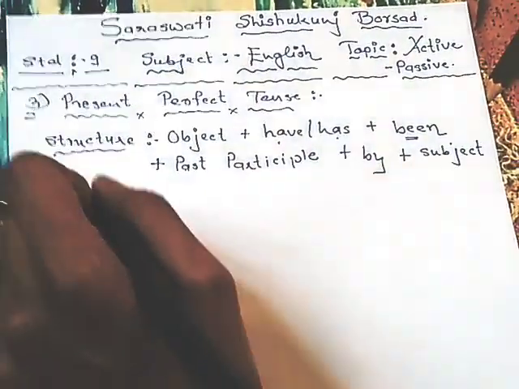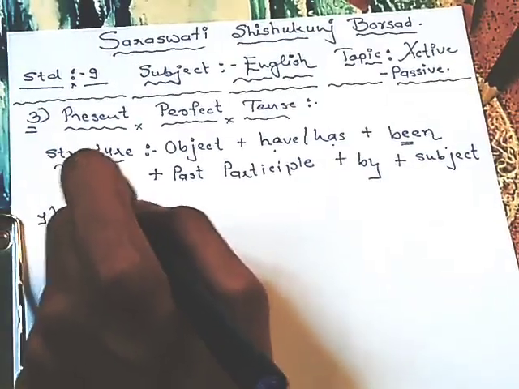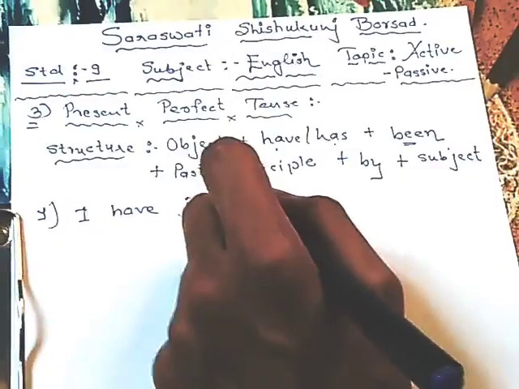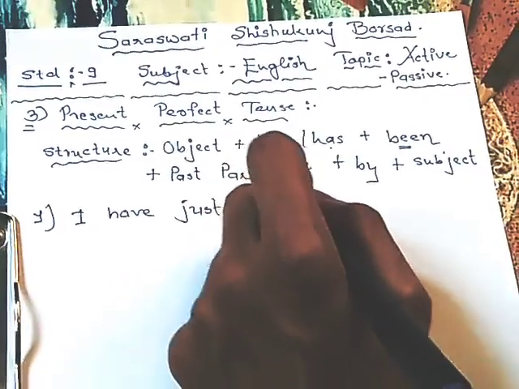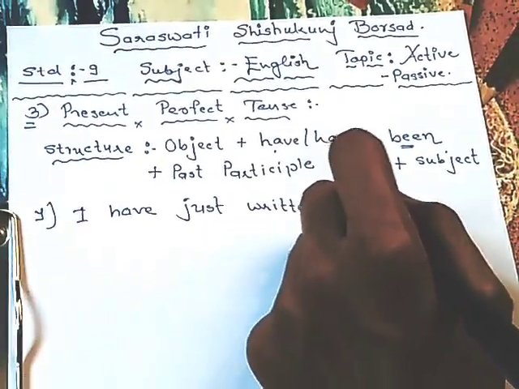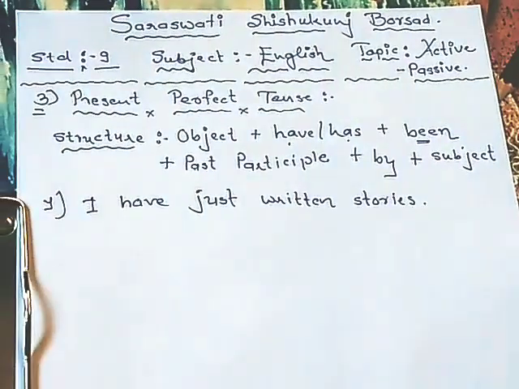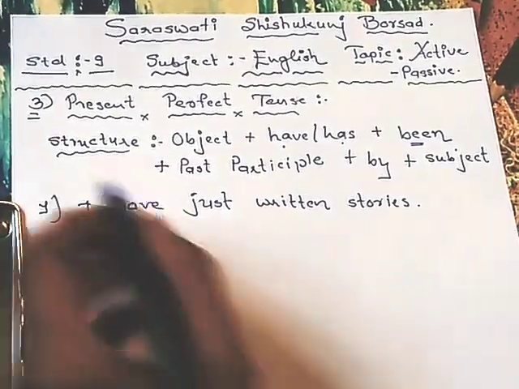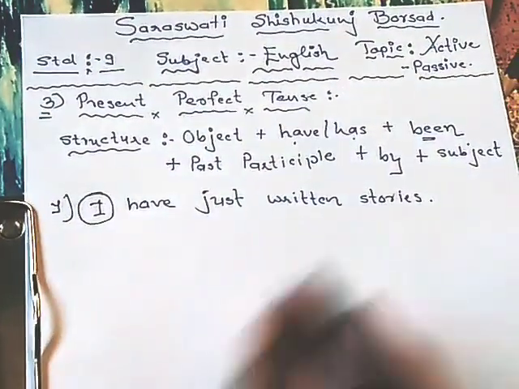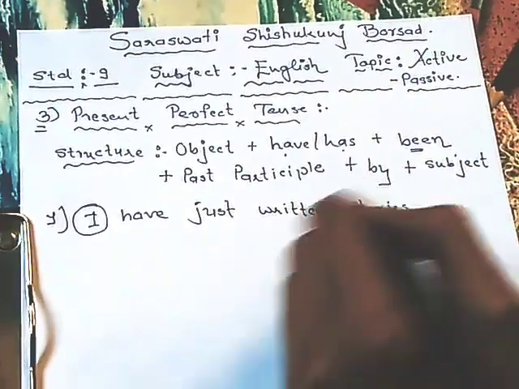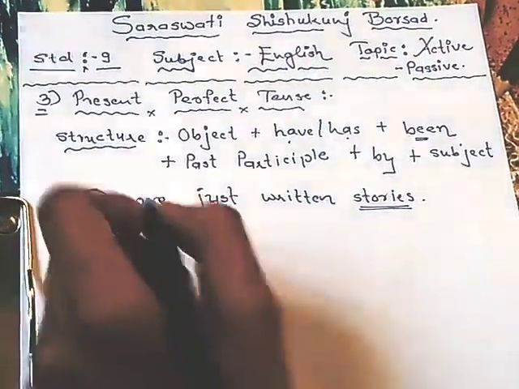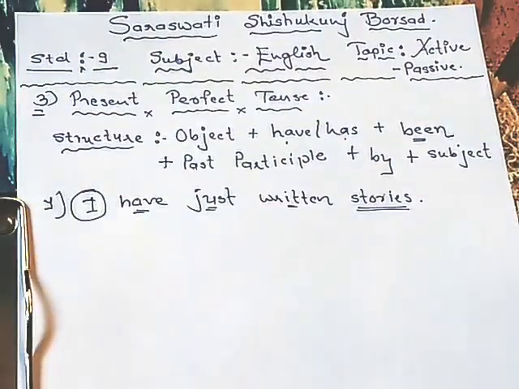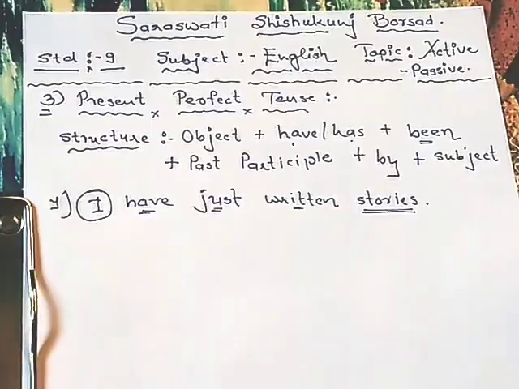Number 1: I have just written stories. So firstly you have to find out the subject and the object. I is your subject, stories is your object, and have plus just plus past participle is there. It means this sentence is of present perfect tense.